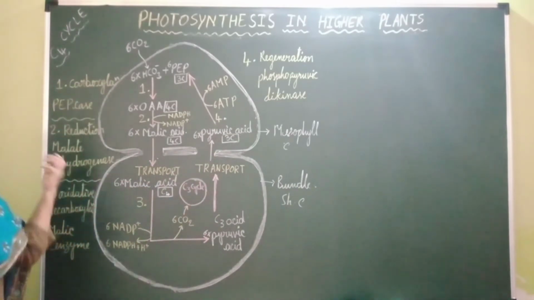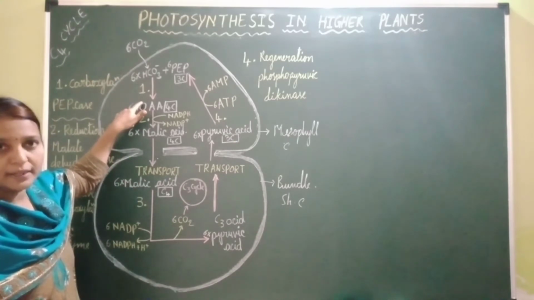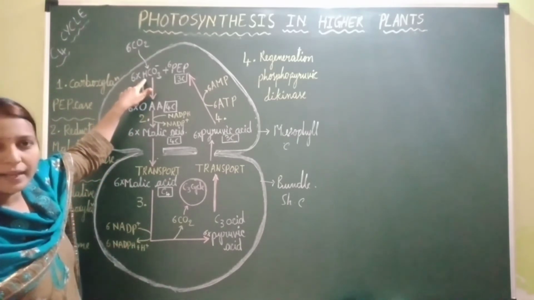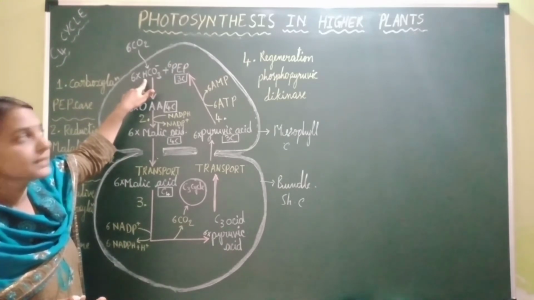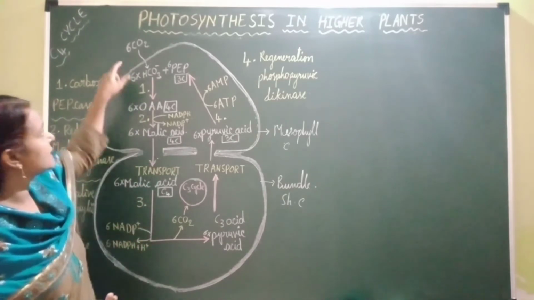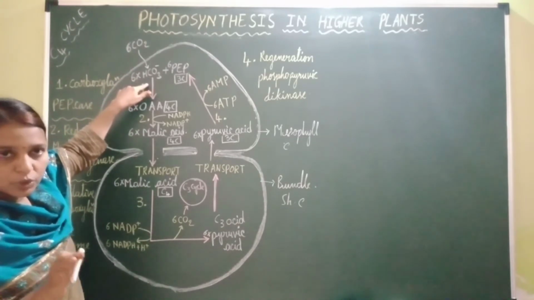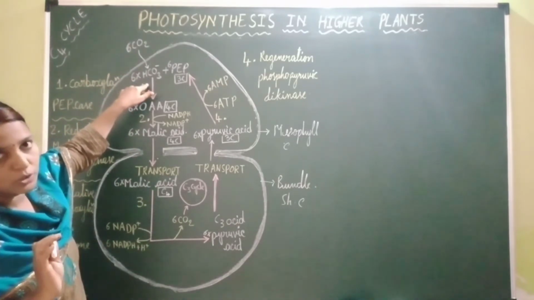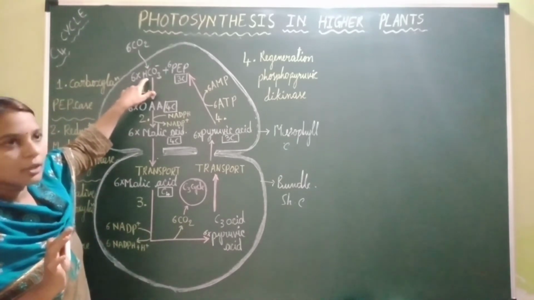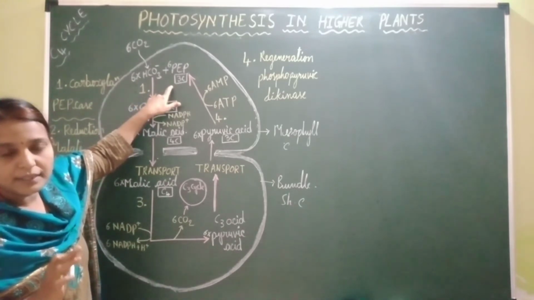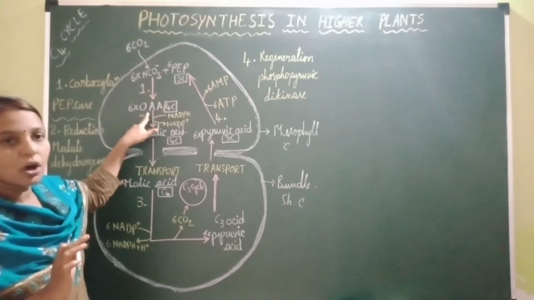At first, atmospheric carbon dioxide enters the mesophyll cell through stomata, and inside the mesophyll cell, this carbon dioxide reacts with water, resulting in the formation of carbonic acid, that is HCO3 minus. Here I have written this pathway for 6 molecules of carbon dioxide. So 6 molecules of carbon dioxide enter the mesophyll cell and react with 6 molecules of water, forming 6 molecules of HCO3 minus. Now this HCO3 minus is fixed into PEP, phosphoenol pyruvic acid, a 3 carbon compound, resulting in the formation of oxaloacetic acid.